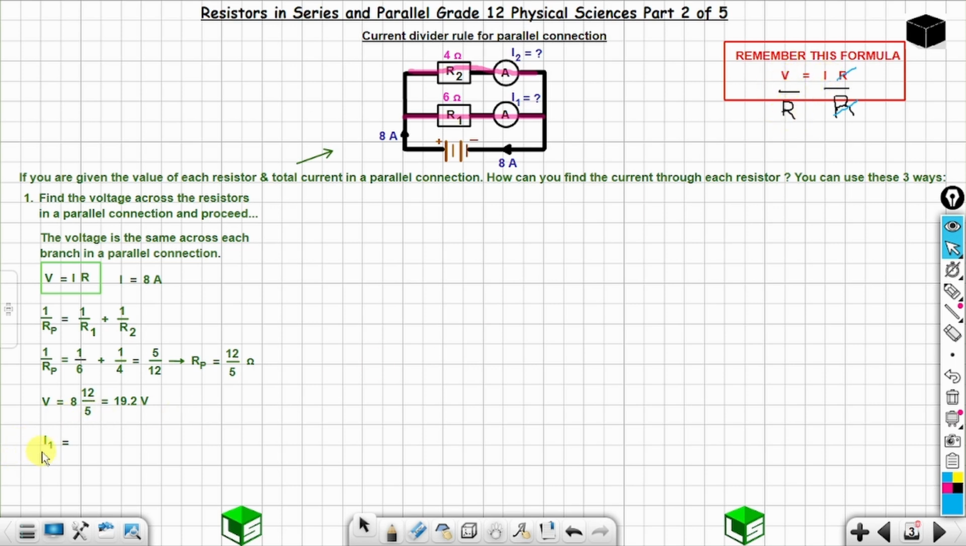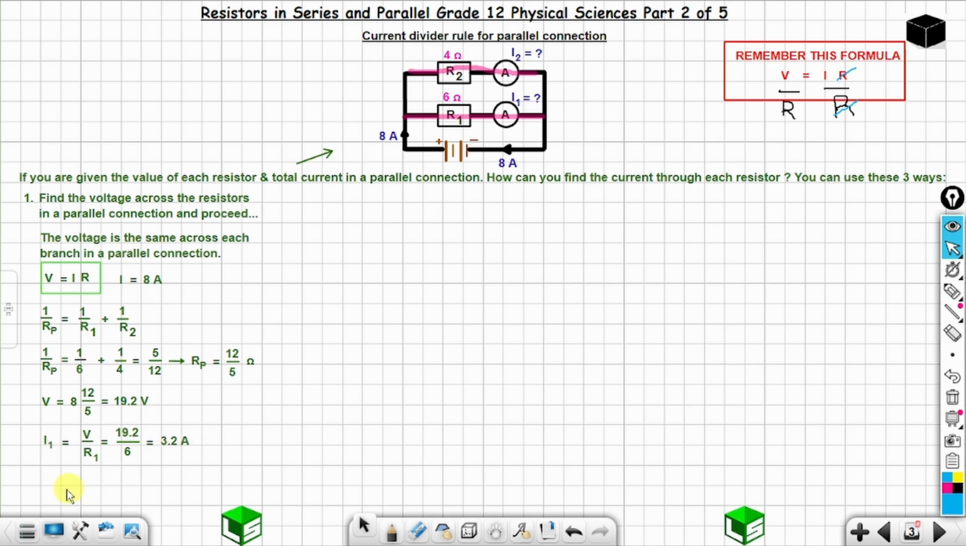So I1, which is the current, is equal to the voltage. The voltage is the same across each branch. So you have the voltage over R1. When you are calculating I1, you need R1. When you are calculating I2, you need R2. So I1 is equal to the voltage 19.2 over R1. R1 is equal to 6. This is equal to 3.2 amperes.